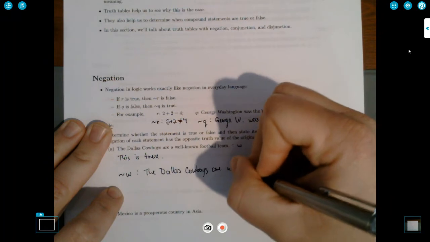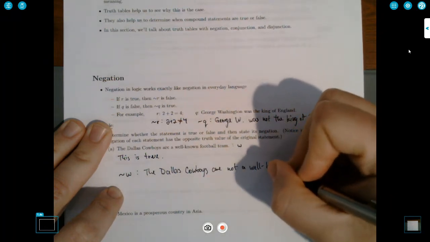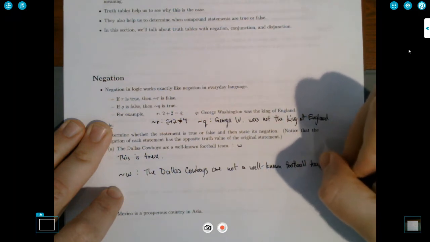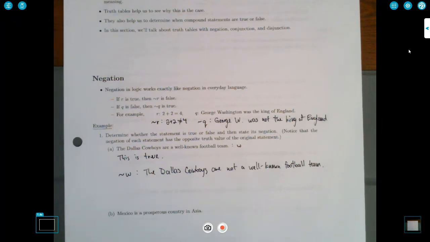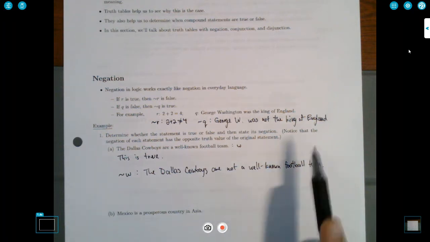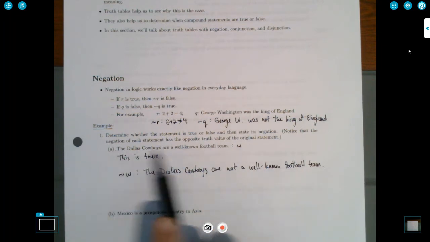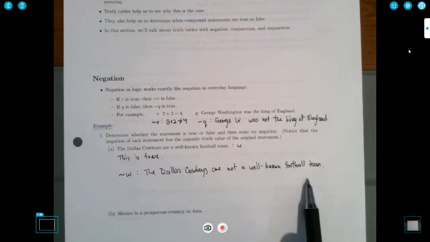Are not a well-known football team. Okay? All right. So the Dallas Cowboys are a well-known football team. That's a true statement. The Dallas Cowboys are not a well-known football team. Well, I would say that's false, right? Because again, I think most people, most Americans anyway, have heard of the Dallas Cowboys, and they know that they're a football team. Okay. So notice that the negation of each statement has the opposite truth value of the original statement. The original statement here was true. Its negation is false.